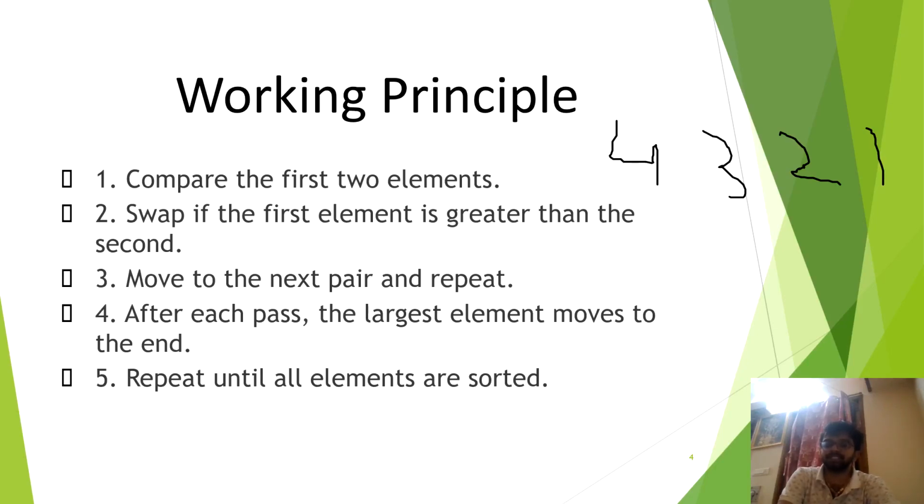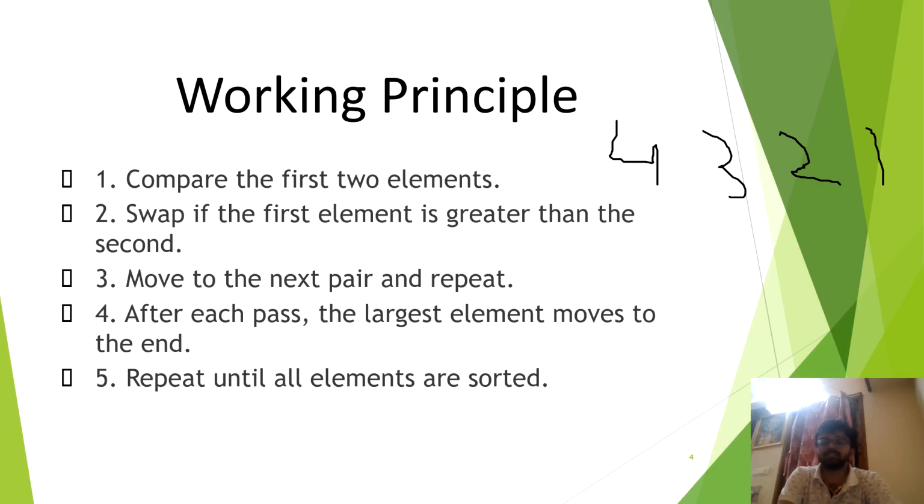We are comparing the first two elements, 4 and 3. What we have to do? Swap if the first element is greater than the second one. 4 is greater than 3, so we are going to swap 3 and 4. So it will be 3, 4, 2, 1. Next we follow to the next pair and repeat the same process. When we compare 4 and 2, again we are going to swap. So once we repeat these steps, 4 goes to the last.